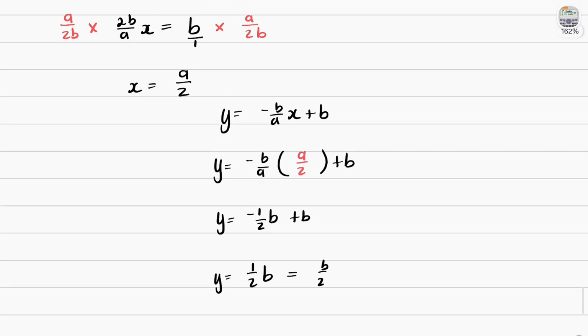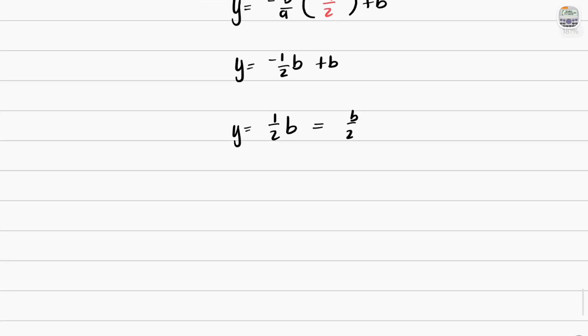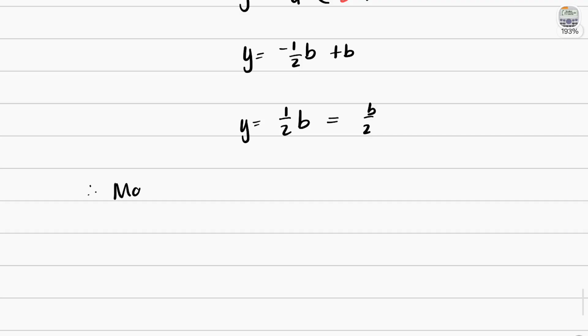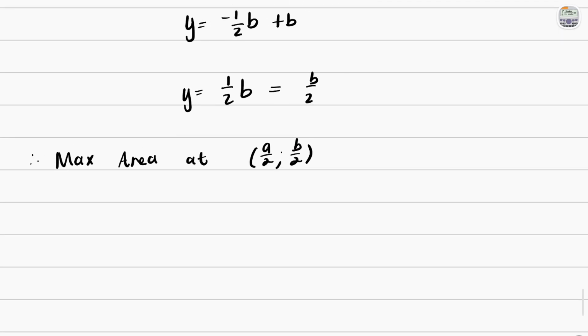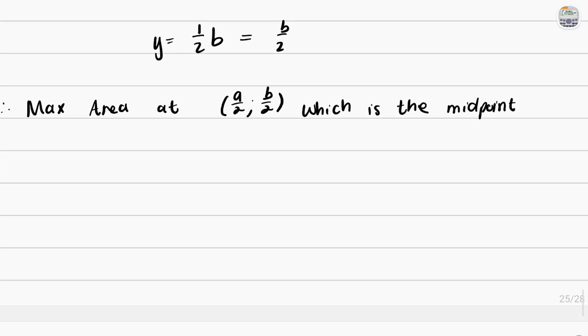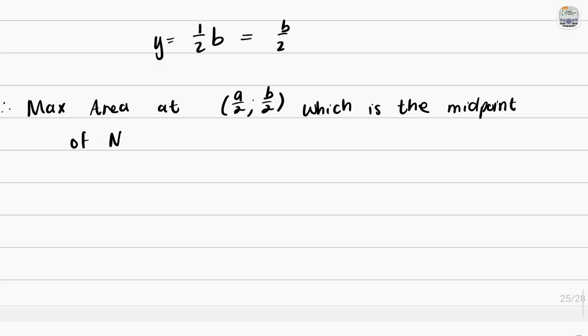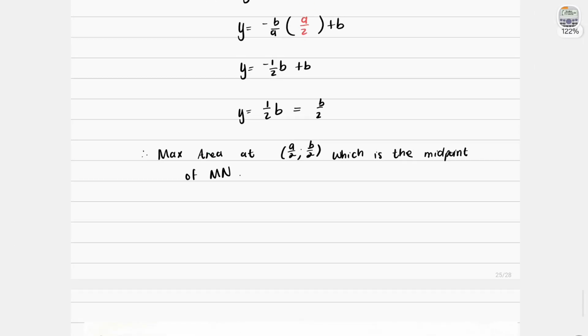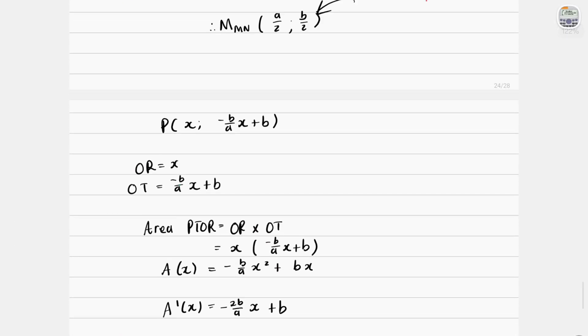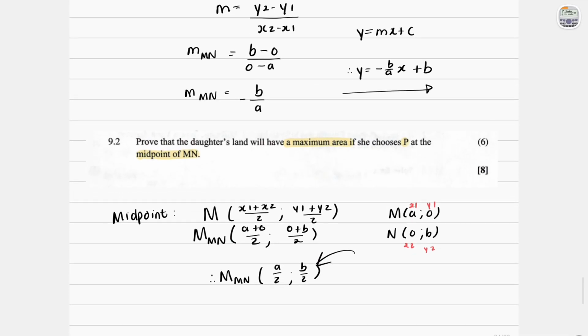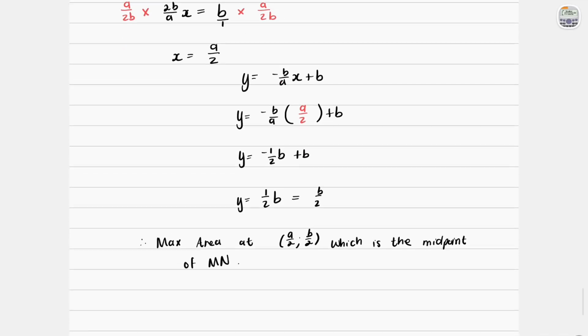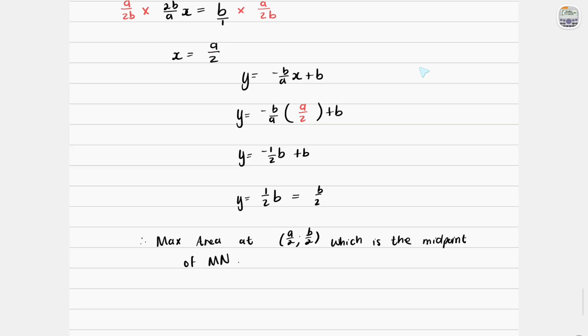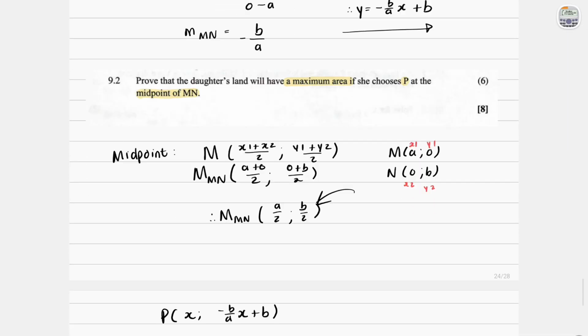So that proves it. You see that the maximum area will happen at a over 2 and b over 2, which is the midpoint as well, the midpoint of MN. And so that proves that the maximum area is going to be at the midpoint of MN. And that is our answer. And that is it for question 9.